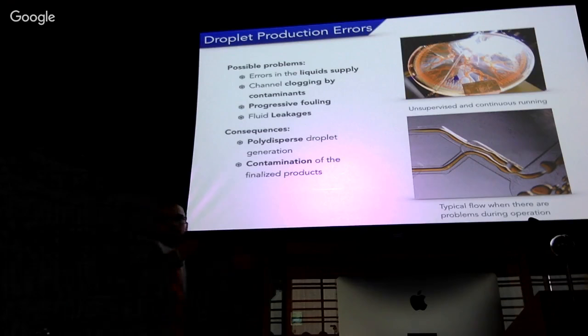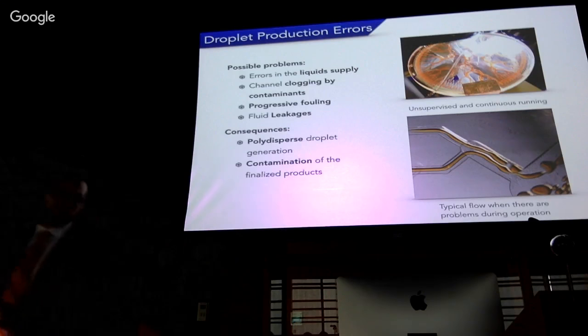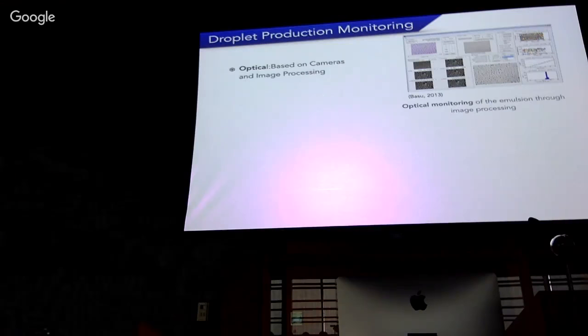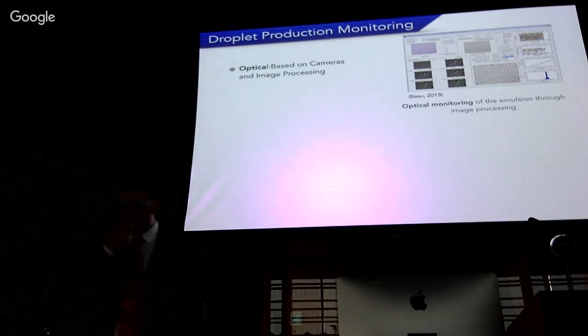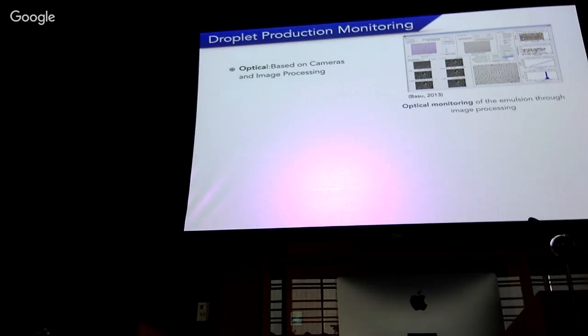Remember, these devices are running in a continuous fashion, so there is a continuous workflow from liquid supply to crystallization. You don't want to contaminate. One way of doing the monitoring would be to use cameras and computer power, like we did for characterization. However, for this we will need several cameras and several optics, and also computers to run these monitoring systems.